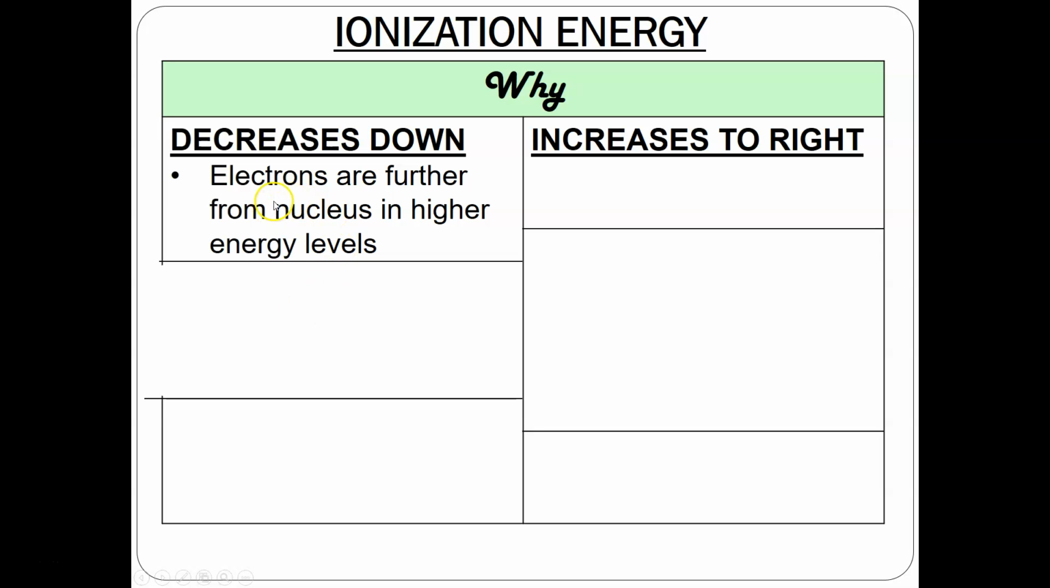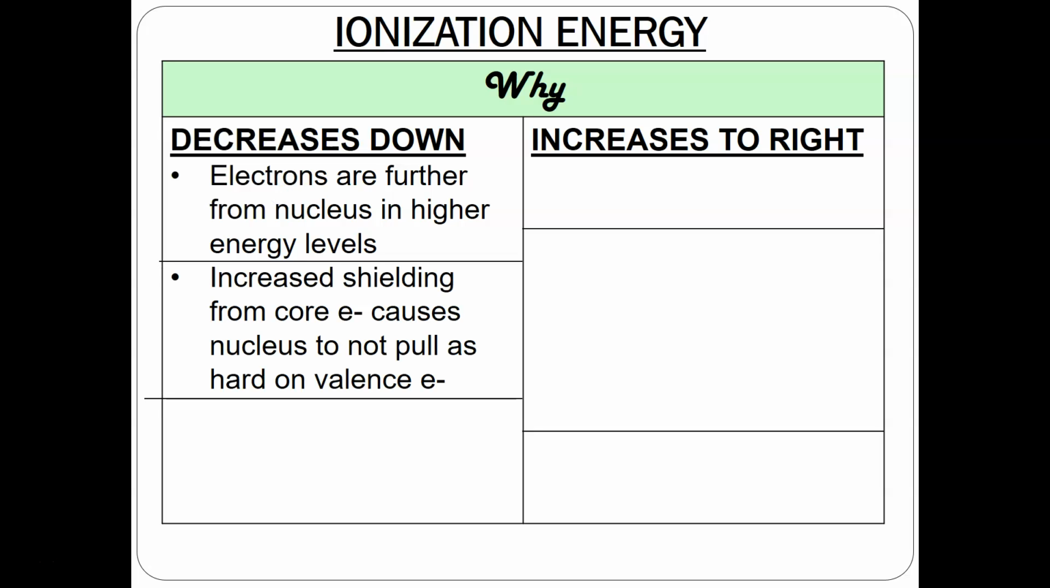So, as the electrons get further from your nucleus, they're in higher energy levels. You have increased shielding, right? The shielding is causing the protons to not pull as hard on the electrons, which is going to make it easier for them to come off, isn't it? So as you go down, it gets a little bit easier.